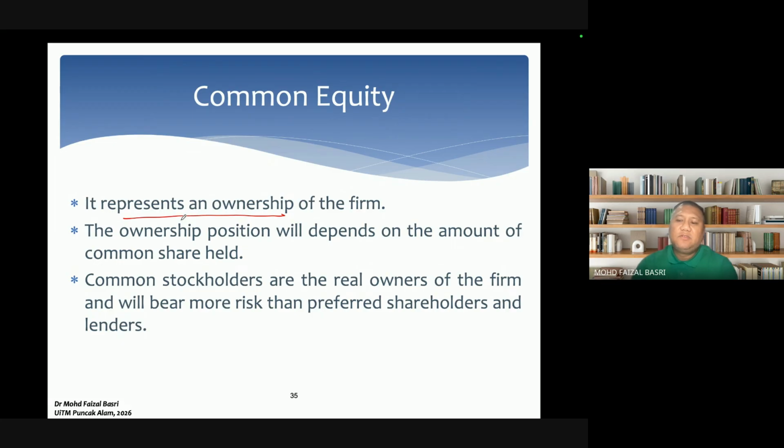So you pernah dengar kot, kalau you nak majority control a company, you can ada at least 51% of the company kan. So that percentage represent your position. Okay, and you are the real owner of the company, and therefore you bear the most risk as compared to preferred and also as compared to the bondholders just now.